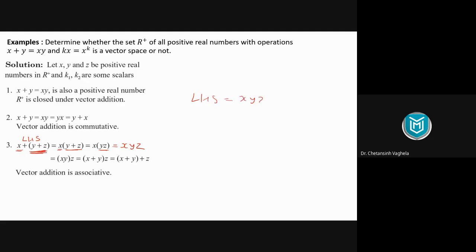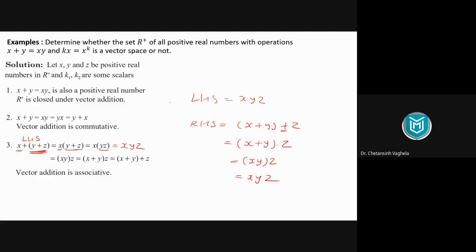Now let's take the right hand side. What is the right hand side? It is x plus y plus z. So because of this addition, we need to take multiplication of x plus y into z. Now for this x plus y, again we need to multiply x and y. So it is x into y into z. So ultimately it is also x into y into z. So the left hand side is x into y into z, and the right hand side is also x into y into z. That means the associative law is also satisfied.